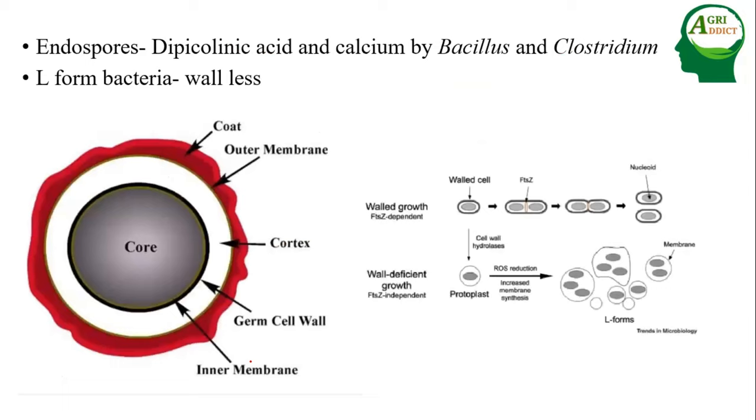There are certain special bacteria called as Bacillus and Clostridium, which produce the heat-resistant spores called as endospores. And the very important constitution is dipicolinic acid and calcium. So these two are the major components here. As you can observe in the picture, these endospores have a pore here, within which the inner membrane, germ cell wall, and this is the cortex, which is covered by outer membrane, which is still covered by a coat. These endospores are heat resistant for 1.5 hours.